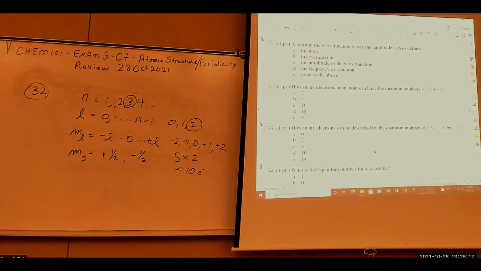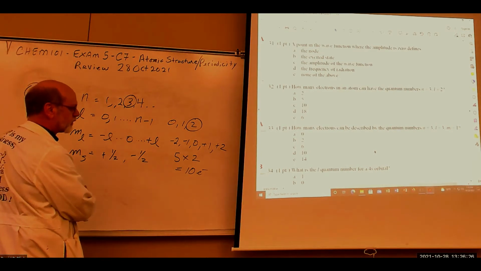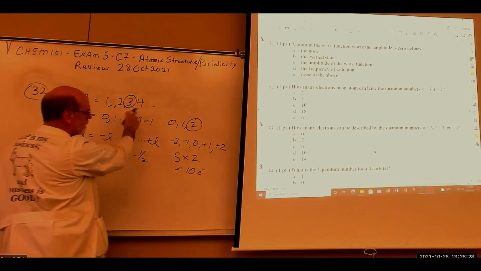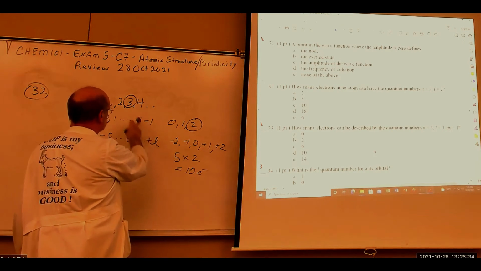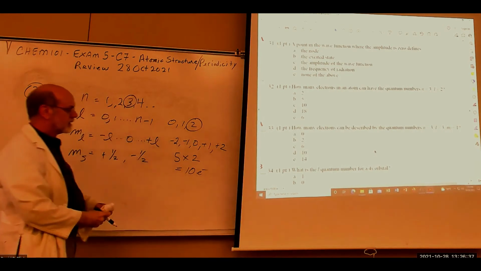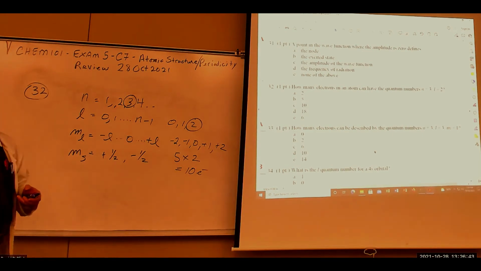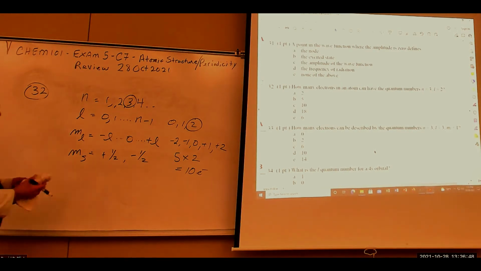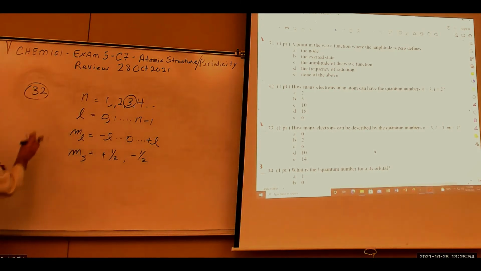Okay, 33. How many electrons can be described by the quantum number n equals 3, L equals 3? N equals 3, 0, 1, and 2 is it. You can't have any electrons with that quantum number because L only goes up to 2, 0, 1, and 2. Right. Another trick question. Keep you on your toes. Oh, that was 33.